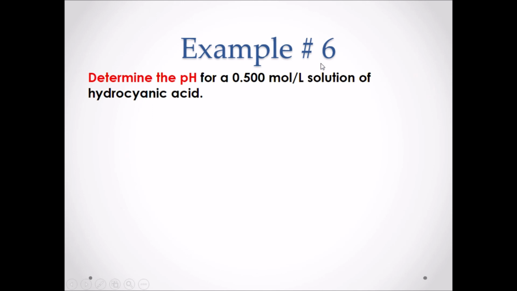Example number 6. Determine the pH for a 0.500 moles per liter solution of hydrocyanic acid. Pause the video and attempt this example.